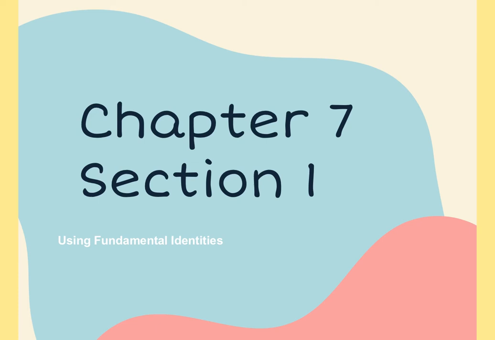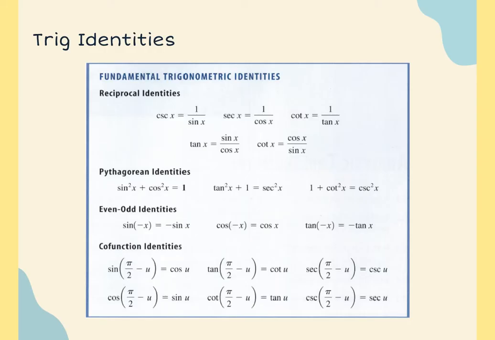All right, so 7.1 and 7.2 are called using fundamental identities and then verifying fundamental identities, okay? All of the stuff that's on the screen we have done before, okay? But now you're going to use them a little bit differently. So the entire idea behind this stuff is substitution. We are substituting things in for other things that are equivalent, okay?